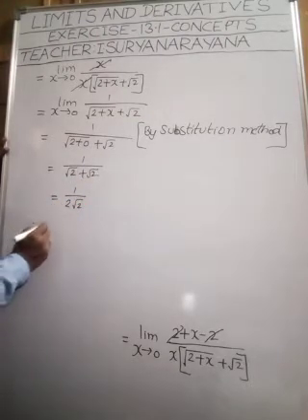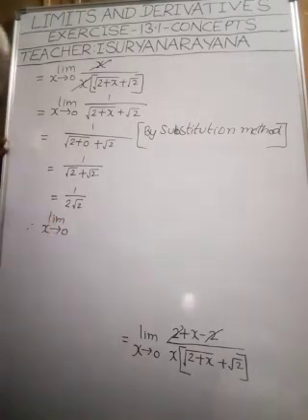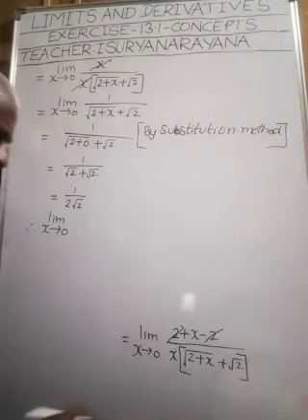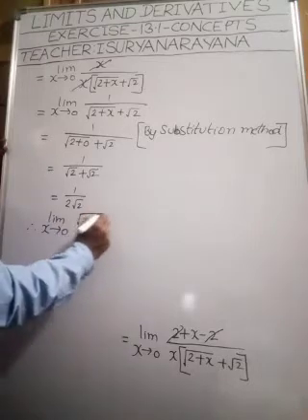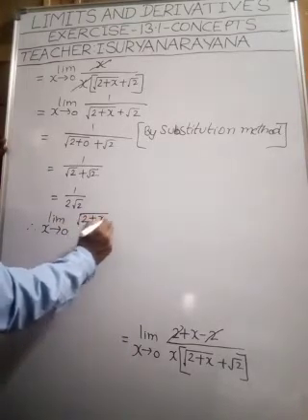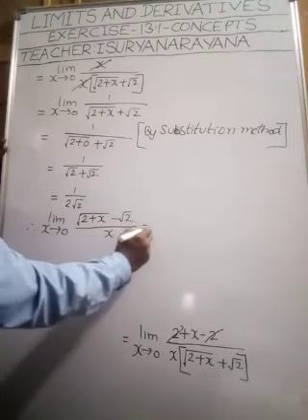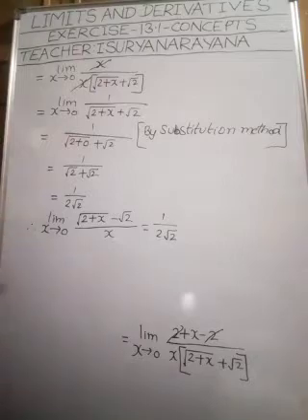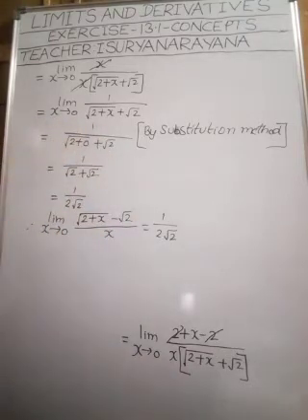Therefore, as x tends to 0, the limit of square root of 2 plus x minus root 2 by x is equal to 1 by 2 root 2. Understood, my dear children? Understood this rationalization method?